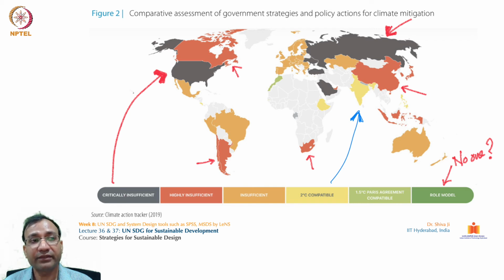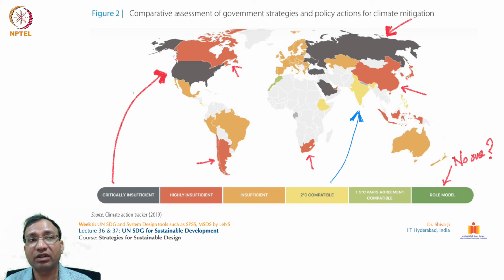So if you see most of these countries, these are developed countries, or they're developing very fast. They have a huge volume of GDP. They have a huge volume of emissions, but still they are not putting up significant efforts for overall climate change mitigation and meeting the United Nations Sustainable Development Goals. So well, 2 degrees compatible, if you see the countries.